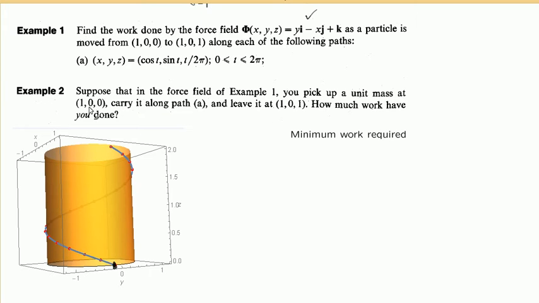Starting from (1, 0, 0) all the way up to (1, 0, 1), if you plug in those t values, 0 and 2 pi, that's what you get. So if you push this along this path all the way up to that, how much work have you done? And that's the question. So here's a scenario.